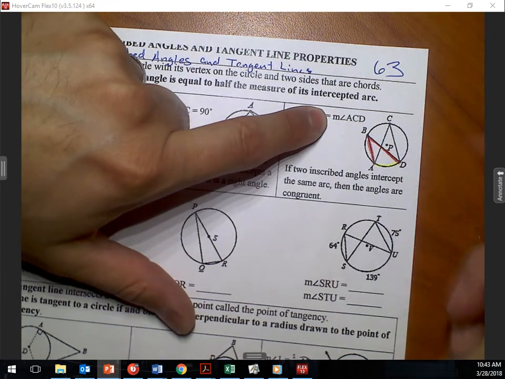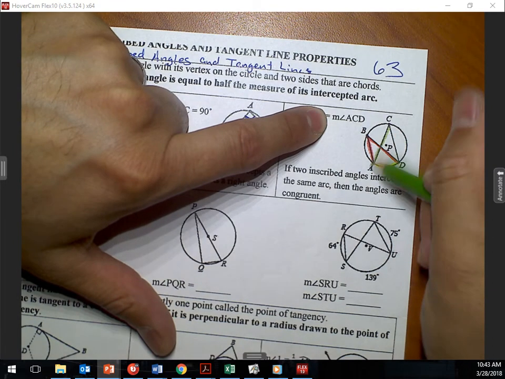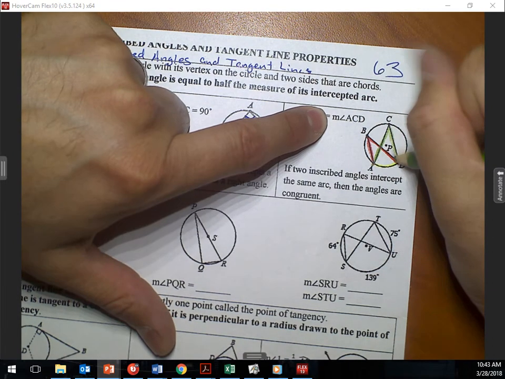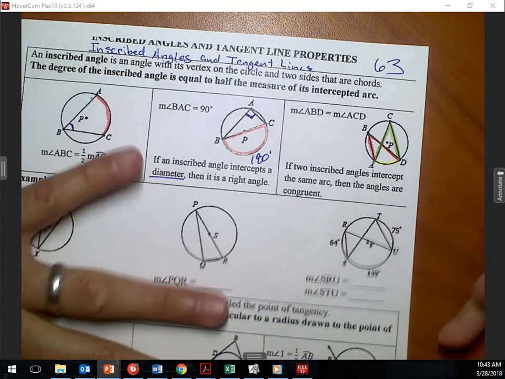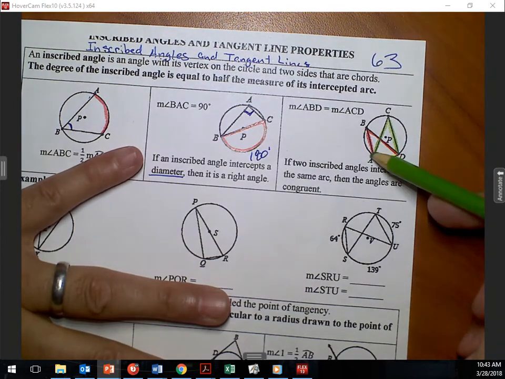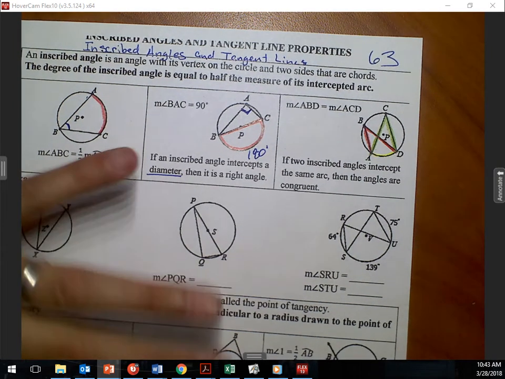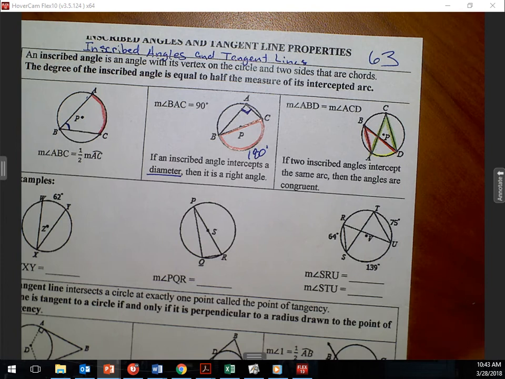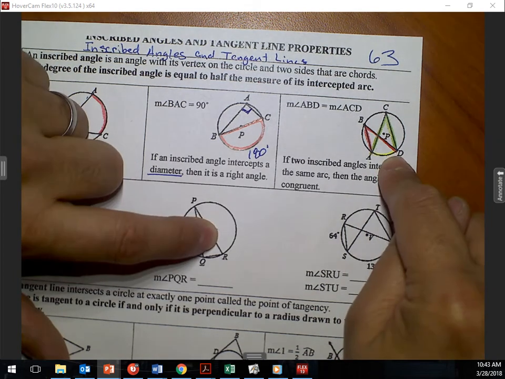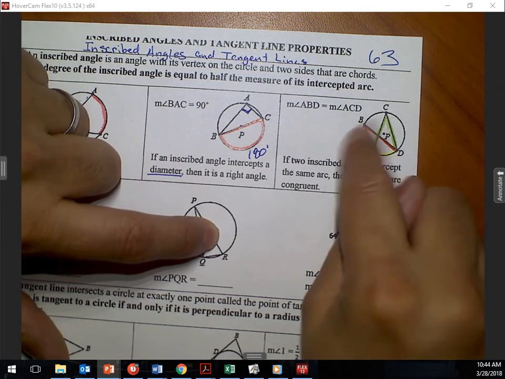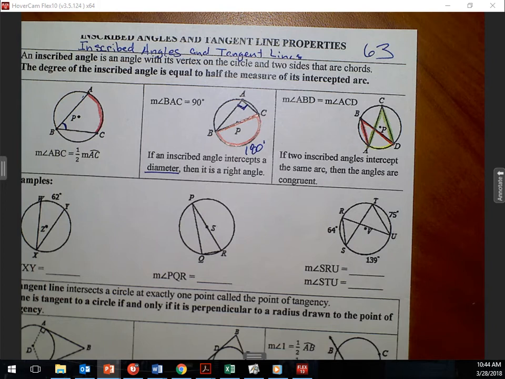Now, let's look at the other one. ACD, A to C to D. Now, the arc that goes with that angle is also AD, isn't it? Yeah. So if they have the same arc, then the angles are congruent. Hopefully? Yes? Okay.